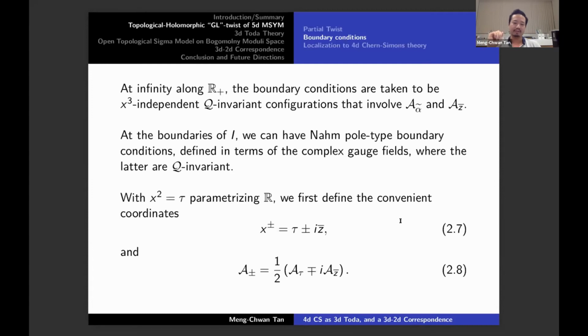So we have this x plus and minus coordinates, and so it's a mix of this R direction and A direction in the sigma. Okay, and so then we can also define, with respect to this convenient redefinition, this definition of gauge fields.